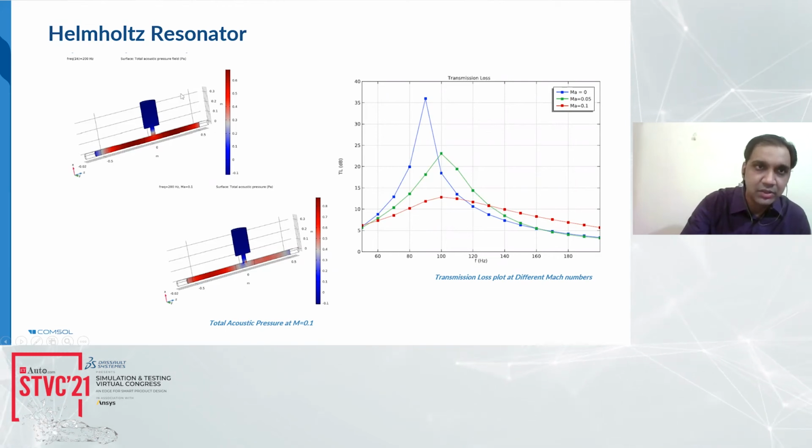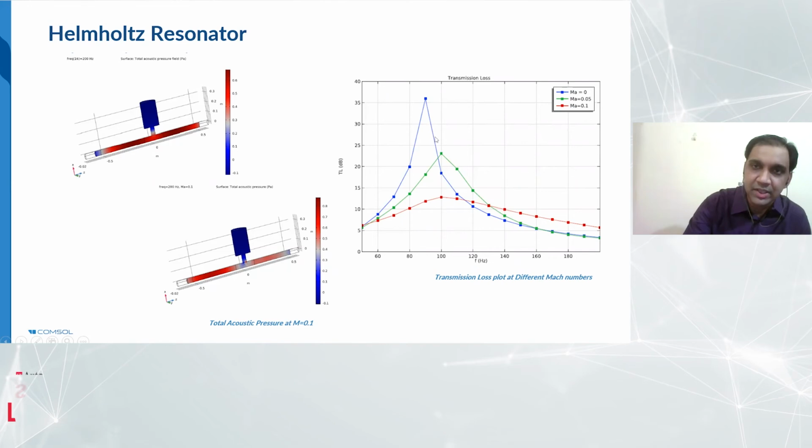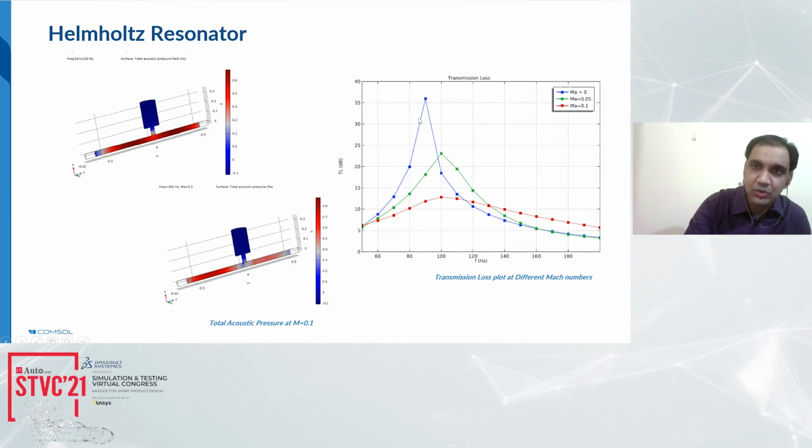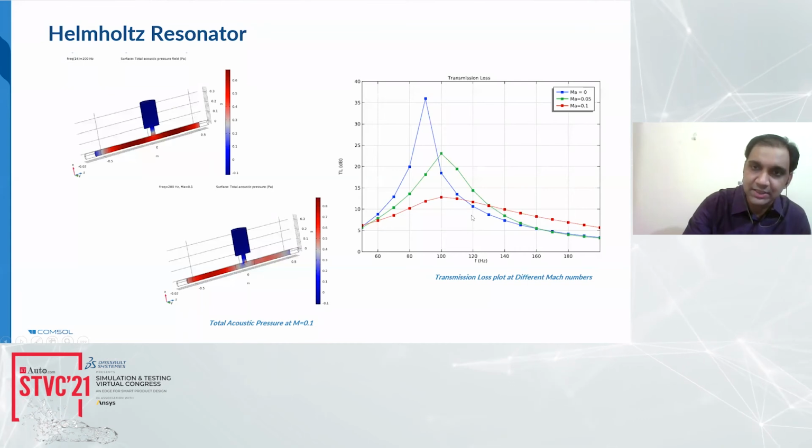Results of acoustic pressure can be seen at 200 Hertz here in the Helmholtz resonator, and again, this is 200 Hertz at Mach number 0.1. This is the transmission loss with respect to frequencies at different Mach numbers. At Mach number 0, the transmission loss curve looks like this, the blue one. As you increase the Mach number, you can see the transmission loss curve is changing. So this is a truly multiphysics example where the fluid flow and acoustics modeling are coupled.